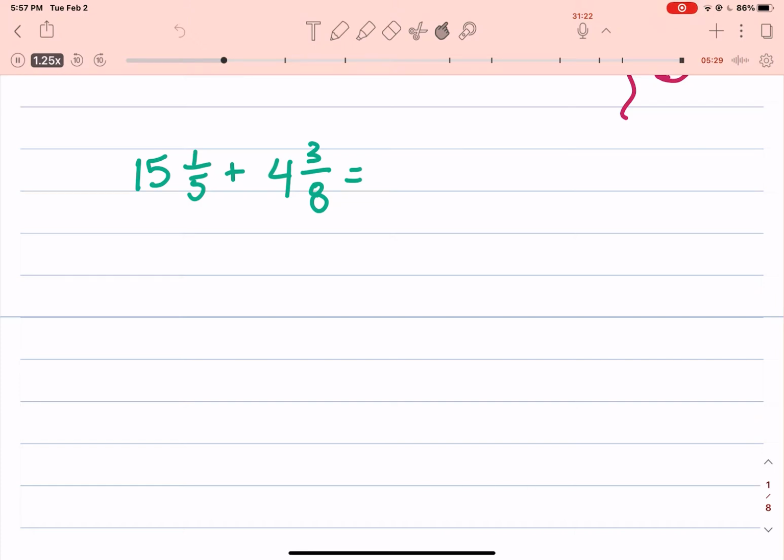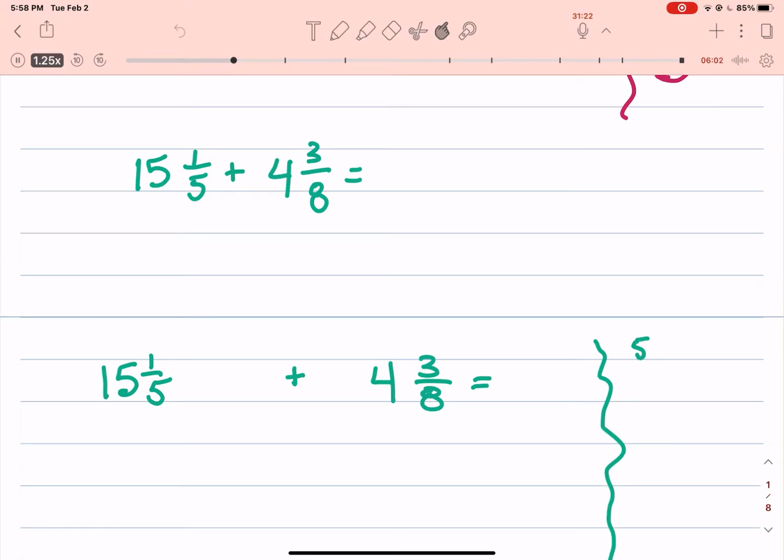So now let's do the problem. We're going to write 15 and 1/5, and I'm going to leave a little bit of a gap, plus 4 3/8, and I'm going to leave a little bit of a gap. Our common denominator is going to be 40. If you need to, pause the video and talk about why we know that the common denominator is 40. We're going to do some skip counting, and I think it's important that we show that.